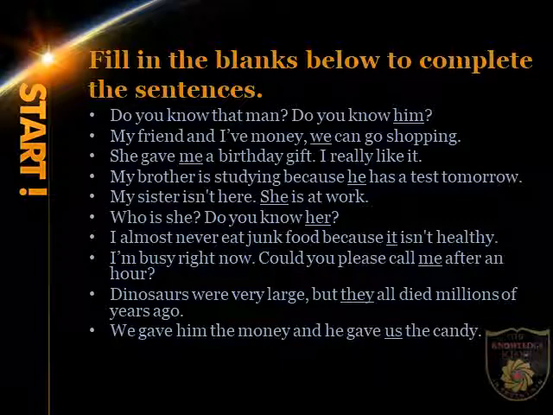We can go shopping. Third one is: she gave dash a birthday gift. I really like it. The word is me. Number 4: my brother is studying because dash has a test tomorrow. The word is he. He has a test tomorrow. Next one is: my sister isn't there. Dash is at work. We will use she in this blank.